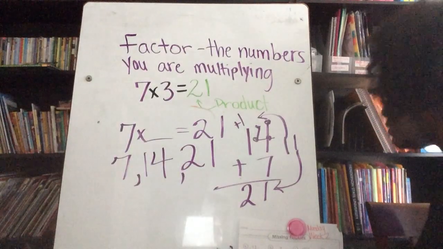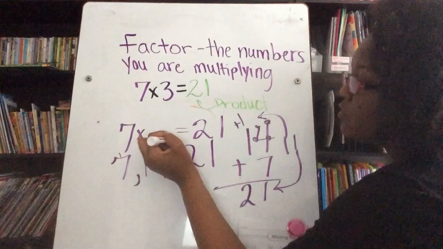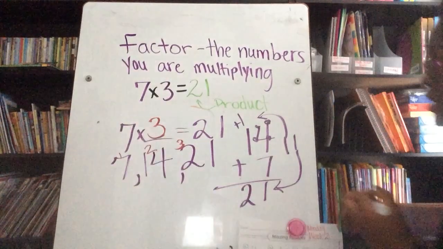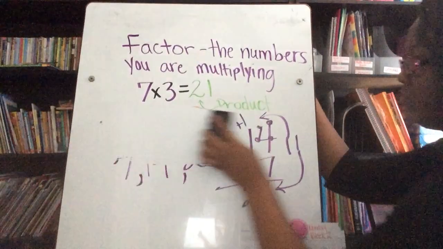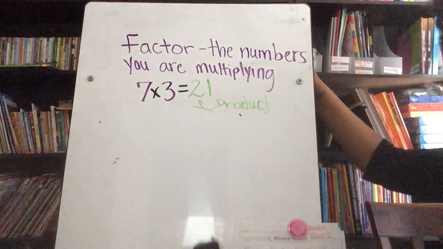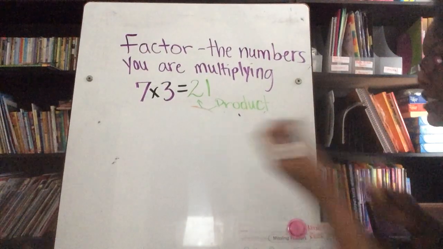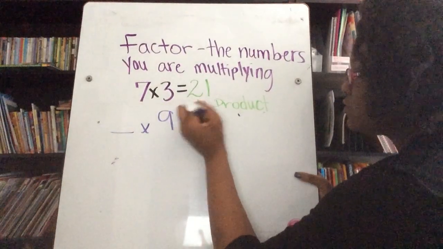To figure out what goes in that blank, you would count your numbers. So you have 1, 2, 3 numbers. So 3 goes in your blank as your missing factor. That was the answer to letter B. Moving on to letter C. C says something multiplied by 9 equals 54.